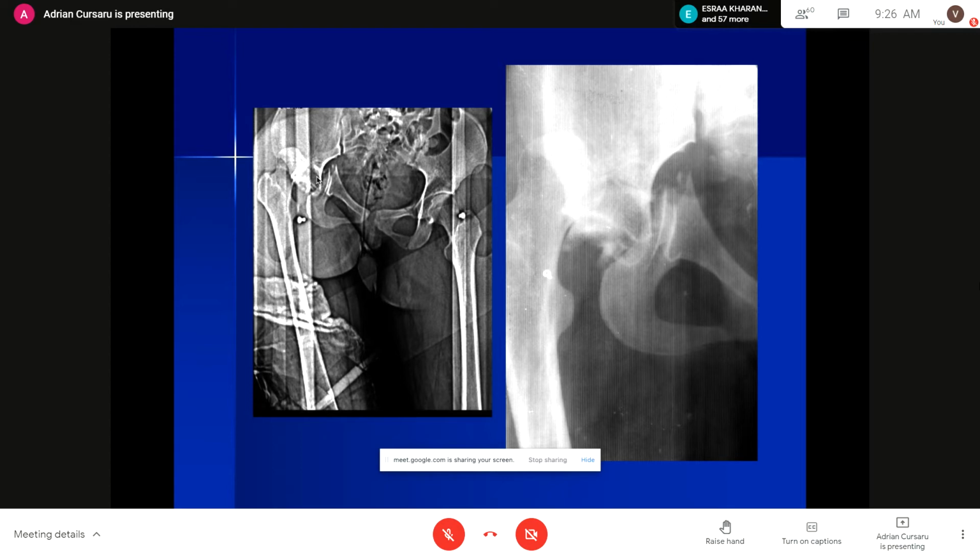What is abnormal? Are there more abnormalities on that X-ray? Do you see here? It is an... what is that?